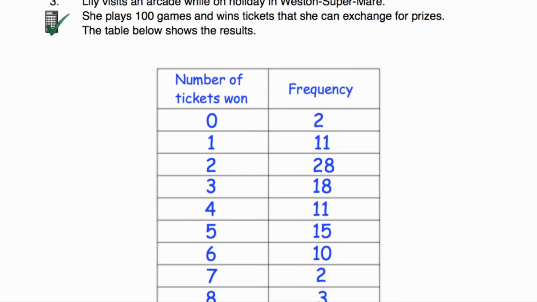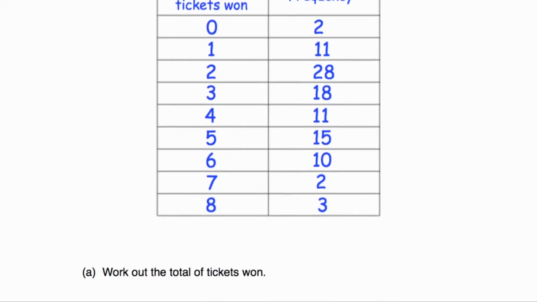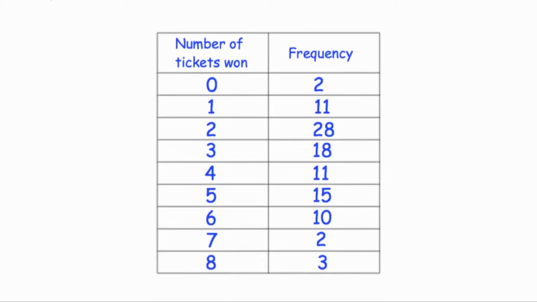And we need to work out, so part A says, work out the total number of tickets won. So we need to find out how many tickets Lily won in total. So she played 2 games where she didn't win any tickets. So that's going to be in total 0 in the fx column. She played 11 games where she won 1 ticket. Well, 11 times 1 will be 11 tickets altogether. She played 28 games where she won 2 tickets. So 28 times 2 would be equal to 56.